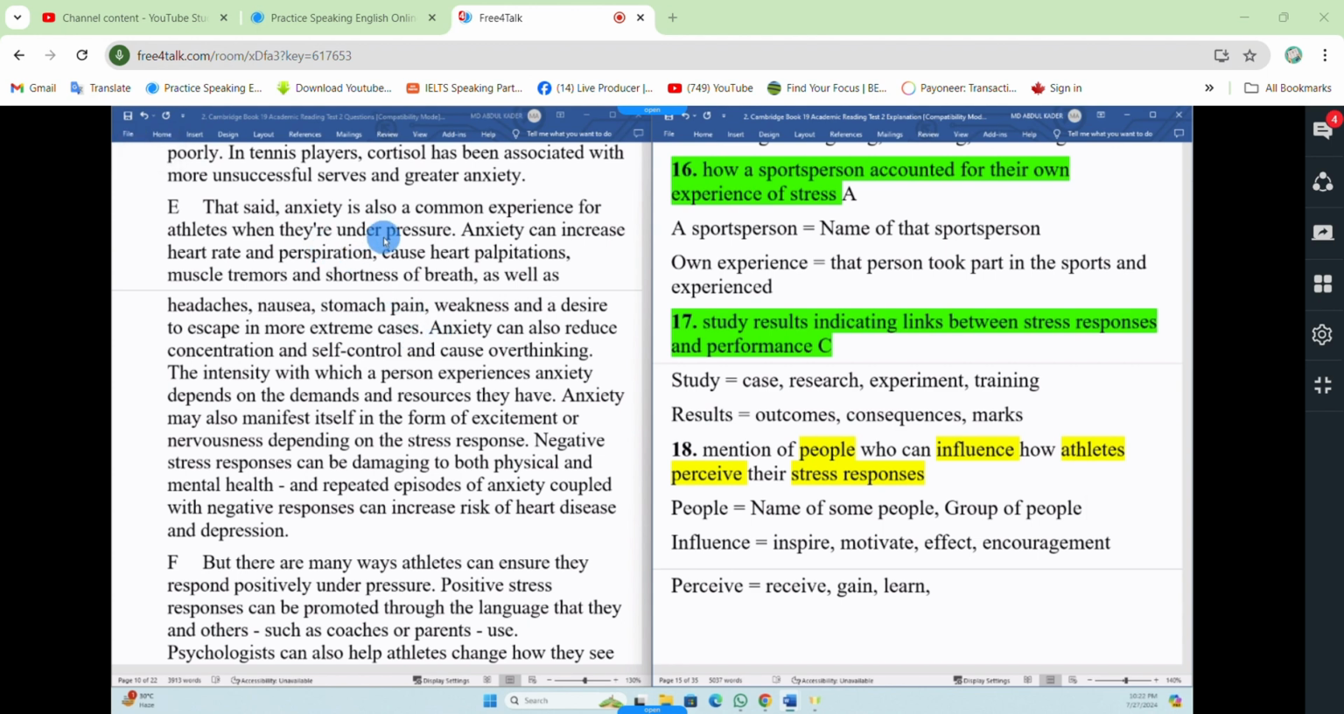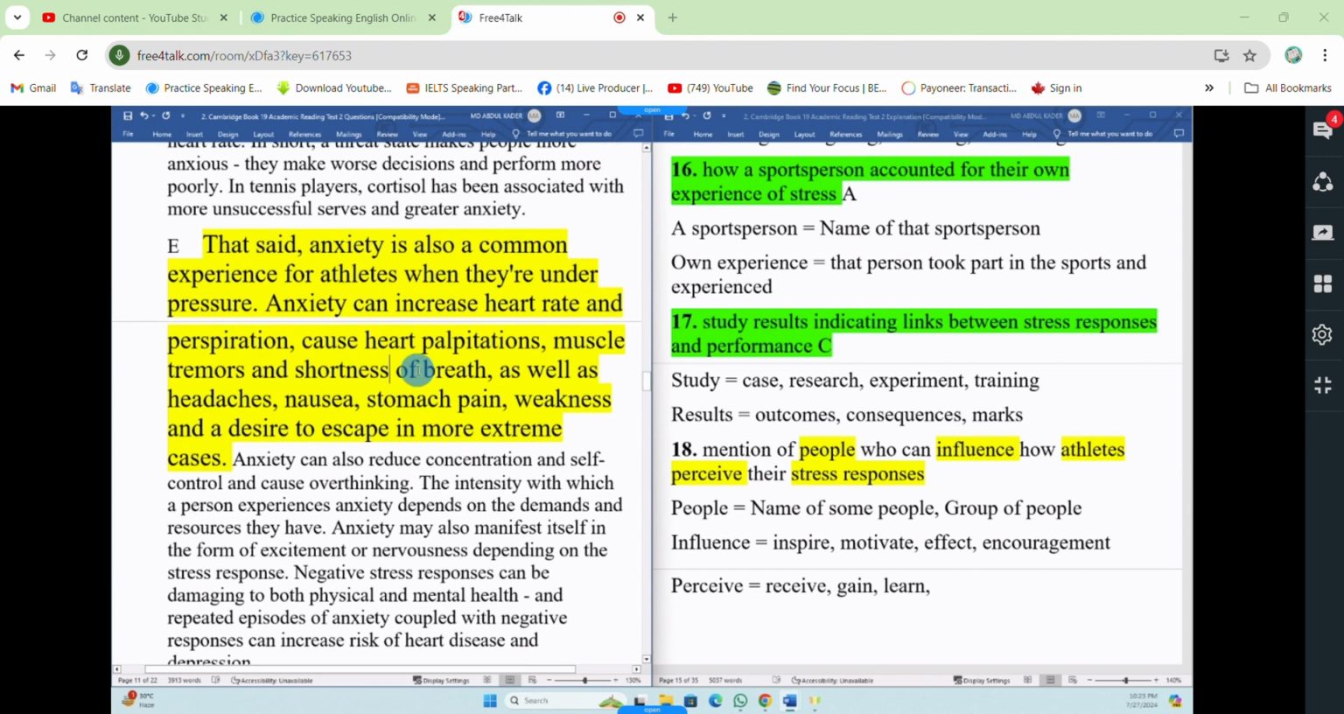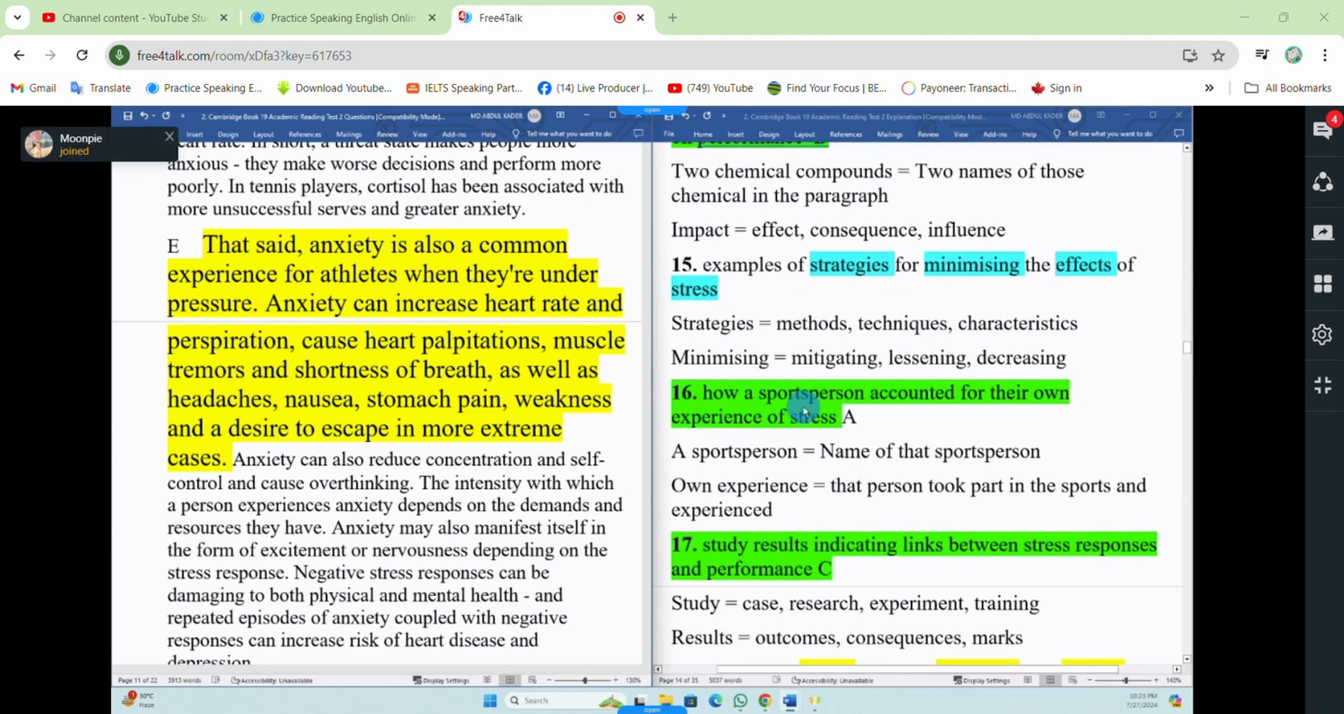So I think these are the result, right? These are the result of a term. So here we can see many names, right? Let's see. Maybe we're going to have a question answer from this line. Why? Because here it says anxiety is also a common experience for athletes when they are under pressure. Okay, that's good. Anxiety can increase heart rate.